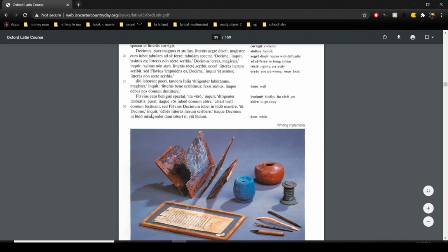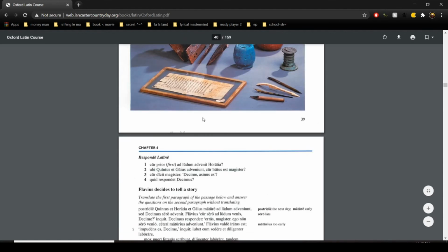Tu, Decime, inquit, debes litteras iterum scribere. So Flavius says, you, Decimus, must write your letters again. Itaque Decimus in ludo miser sedet dum ceteri in via ludunt. And so Decimus sits in the school miserably while the others play on the street. What a tragedy.